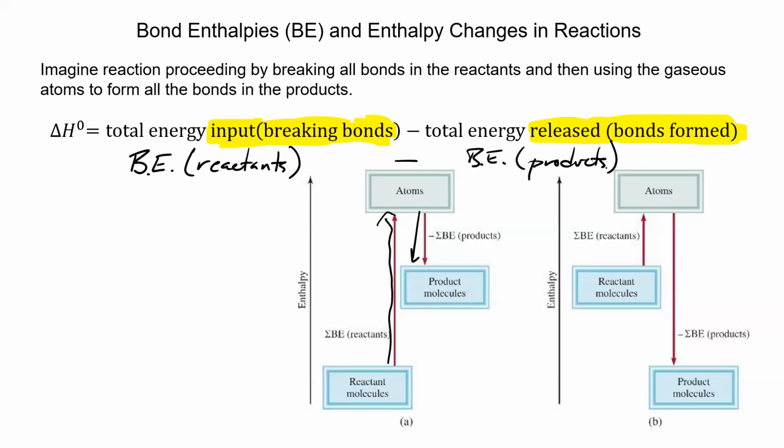Right? Now, we were so accustomed in chapter 6 to doing products minus reactants. Now we're going to be doing reactants minus products, but it all has to do with where that energy is going in and where that energy is coming out. Okay. All right.